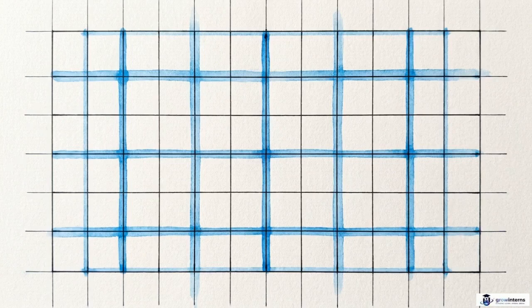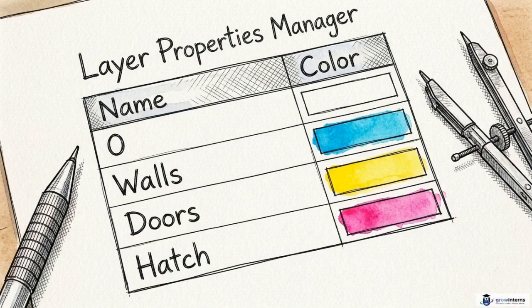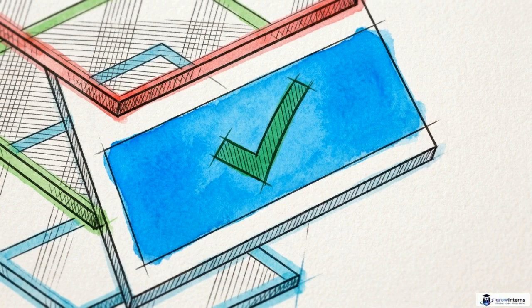Before drawing a single line, a professional sets up an organized digital environment. Open your Layer Properties Manager. We need to create 3 distinct new layers for this project. Name them Walls, Doors, and Hatch. Assign a distinct bright color to each layer so you can easily identify them on screen. Once that's done, double-click the Walls layer to set it as your active layer.